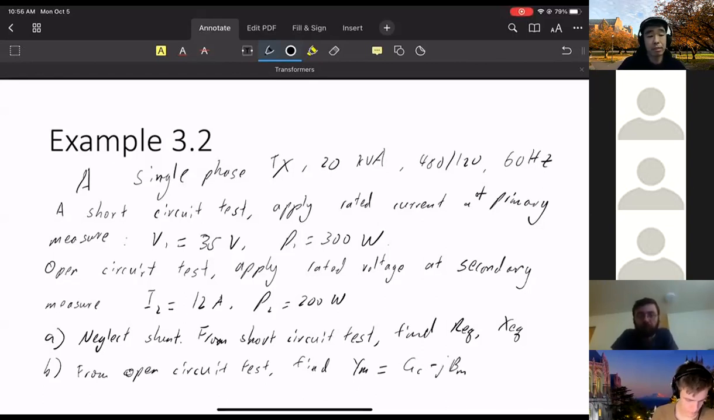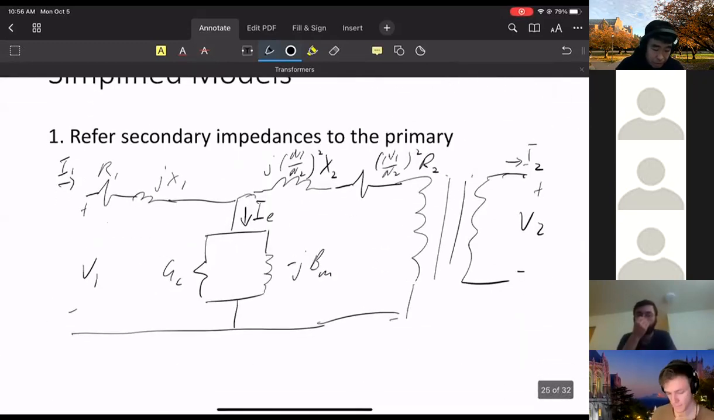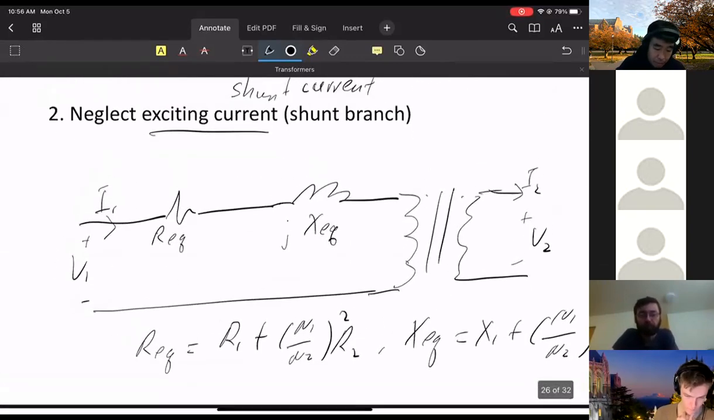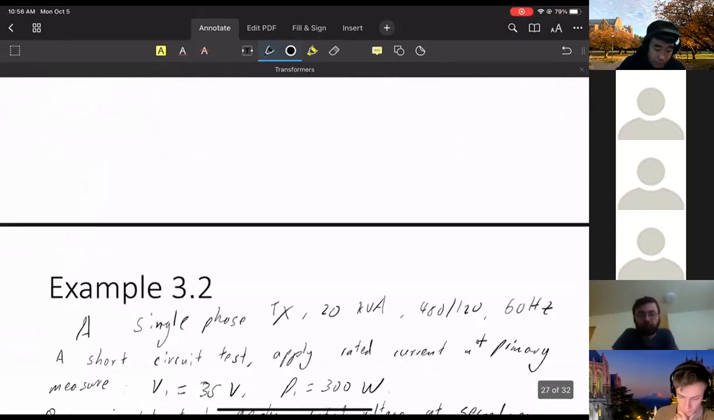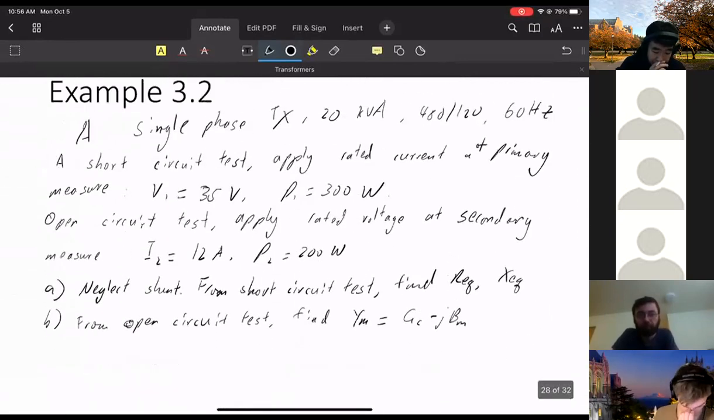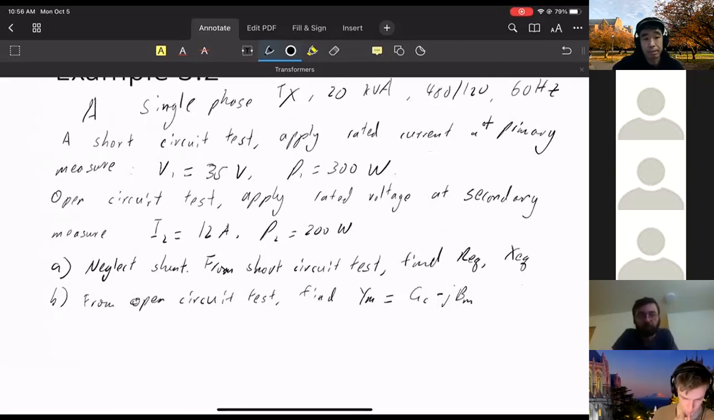So from these two tests, we want to figure out basically all the parameters we use in this model. We want to find the equivalent model from the short circuit test, and we want to find the shunt values. We want to find the equivalent resistance, equivalent impedance, and the things in shunt. Okay.